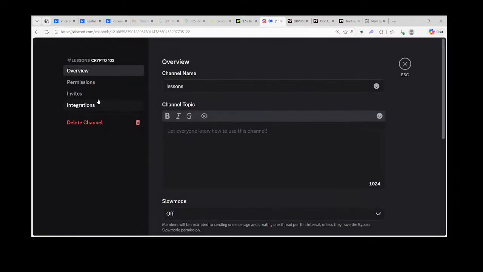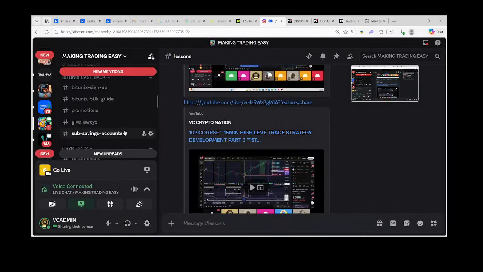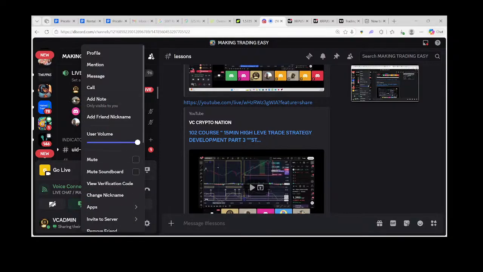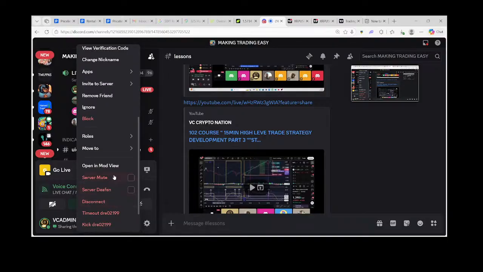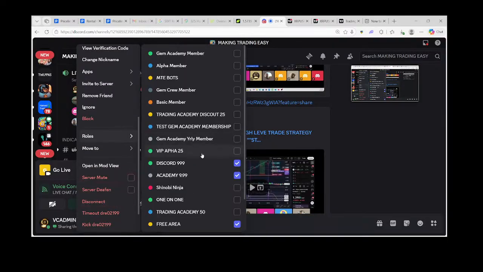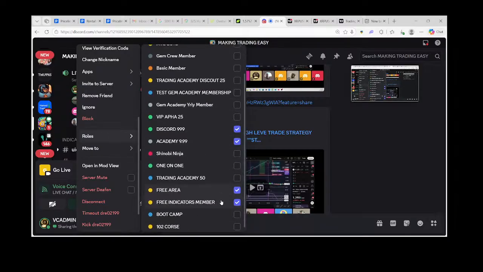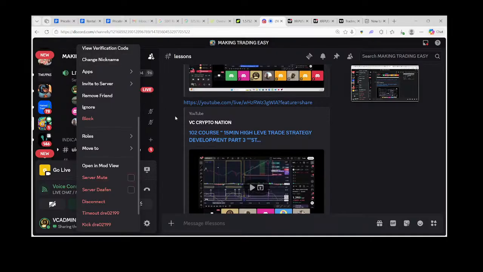Let me see which permissions. 102 member. Okay. You should have the 102 course membership on there, but we'll check real quick. Let me check you out real quick. Roles. There you go. Gotta update your role for you. Now you should be able to see that lesson folder now.